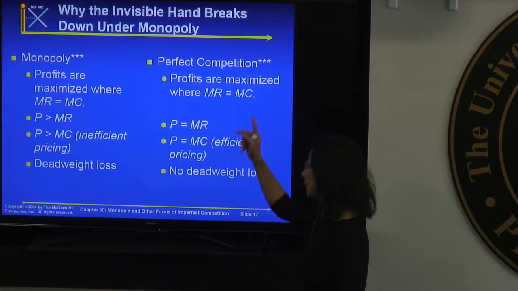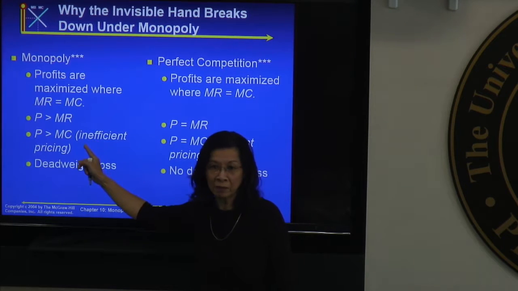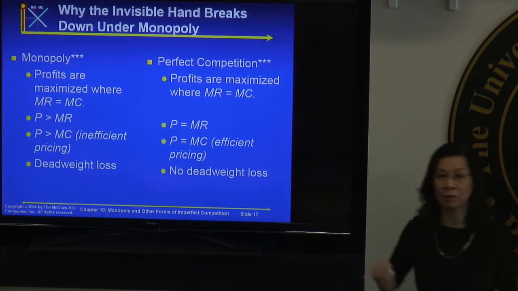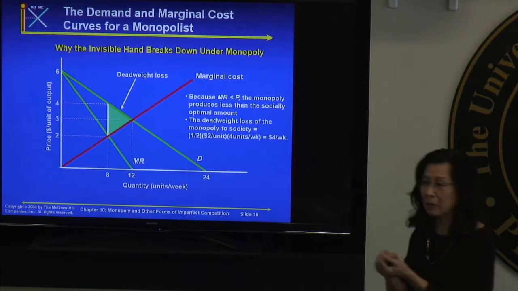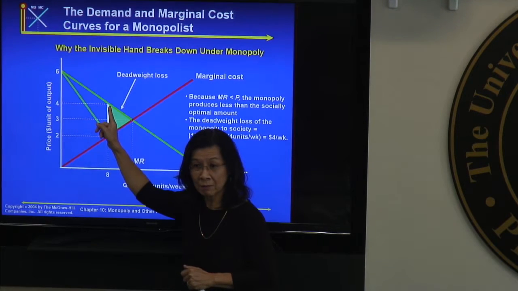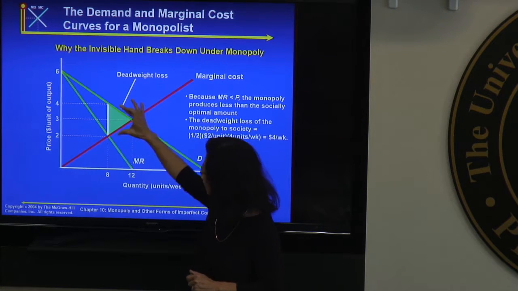Dead weight loss. So monopoly has dead weight loss, and that's why it's called inefficient. Everybody got that? And over here is efficient because there's no dead weight loss. Let me go back to that diagram. So I want to point out something. See right here, here's the price by monopoly, $4, right? Where is that markup? Right here.